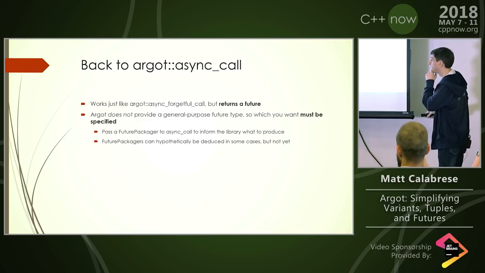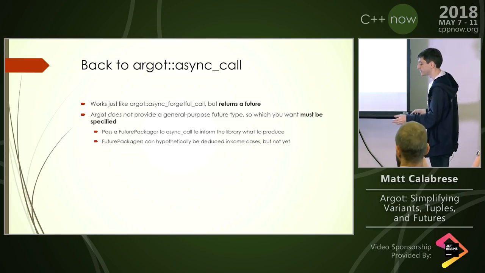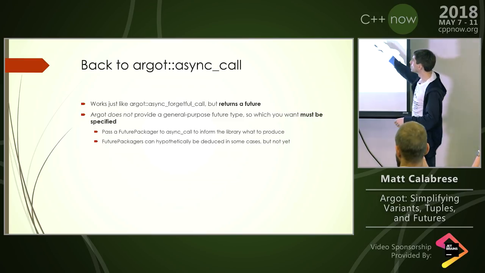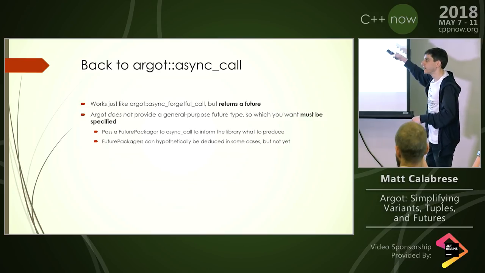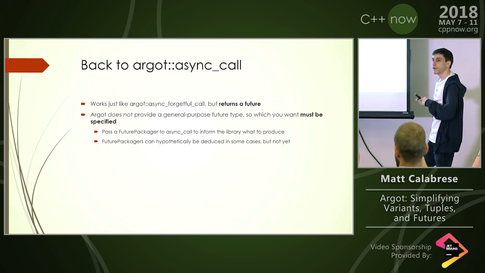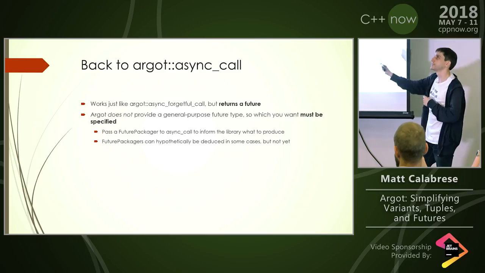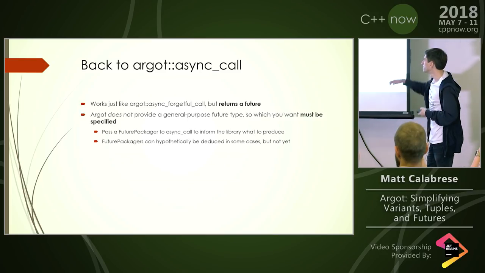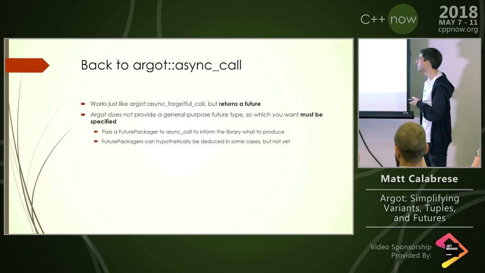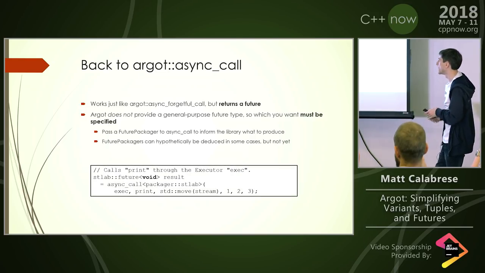And so I need to have some kind of a way to get people to communicate that to the async call function. Another way to think about this is Argo acts sort of like the algorithm header or the utility header as opposed to the vector header. Its sole purpose is interfacing with this generic notion of futures. So it takes a little bit more work to adapt it to get exactly what you want.